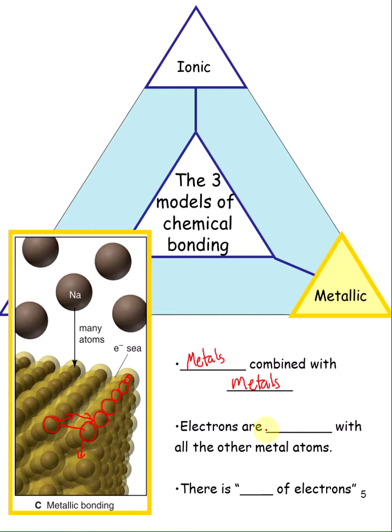So the electrons are shared with all the other metal atoms, and there's no direct link between each metal atom. You've got this overlapping electron densities of these molecular orbitals, and it creates this sea of electron density, so the electrons can just move all throughout the metal, and that's why the metals conduct electricity. So we refer to this metallic bonding, we say there is a sea of electrons.